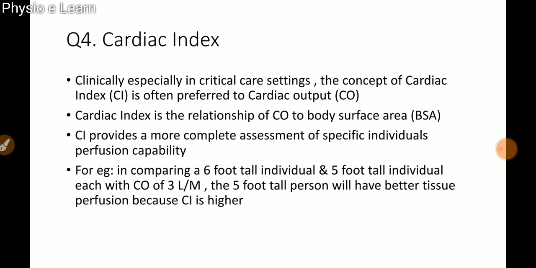The 6 foot tall individual will have less tissue perfusion because the body surface area of a 6 foot individual will be more than that of the 5 foot tall individual. So that is cardiac index. So it is a ratio of cardiac output to body surface area.